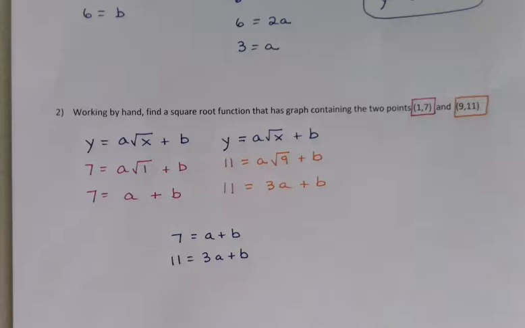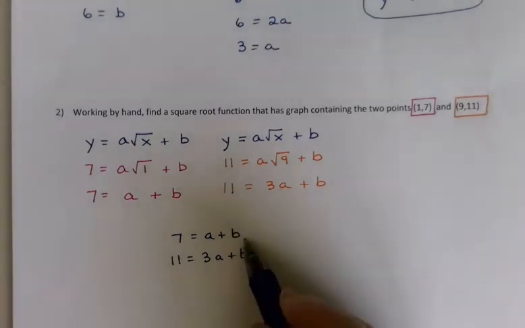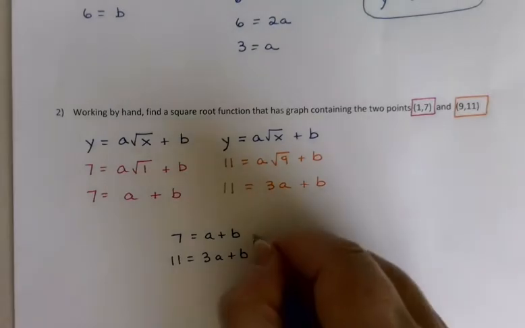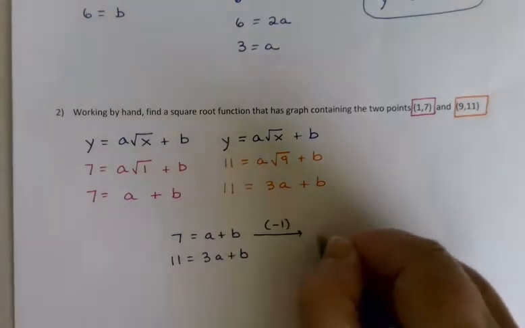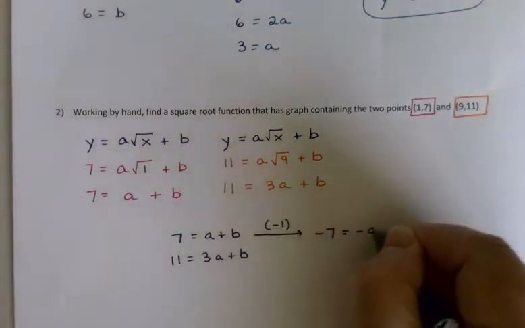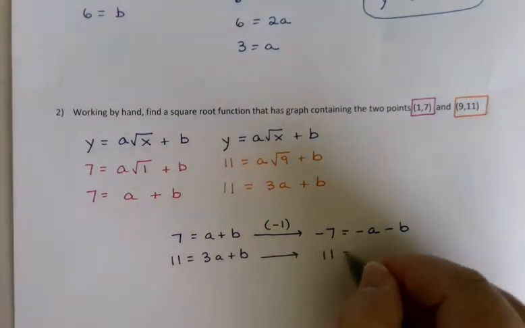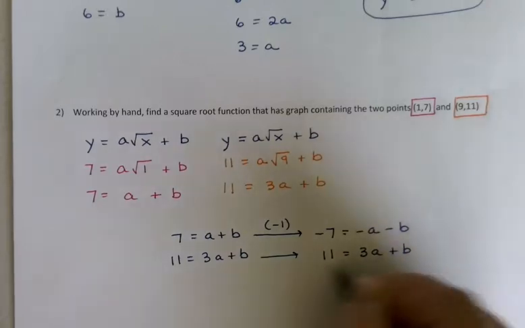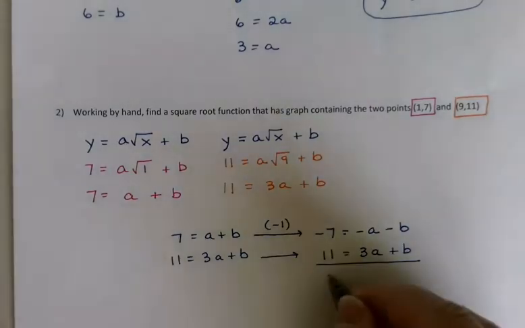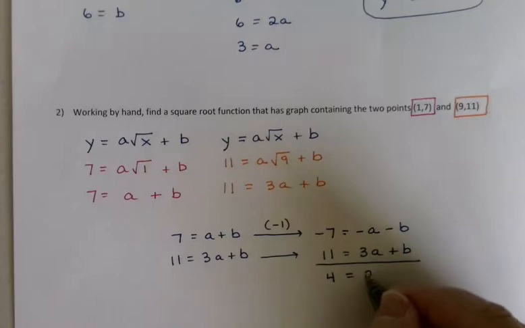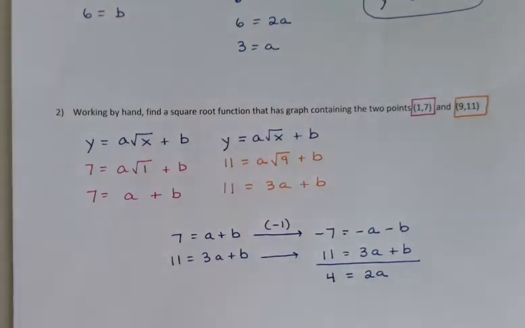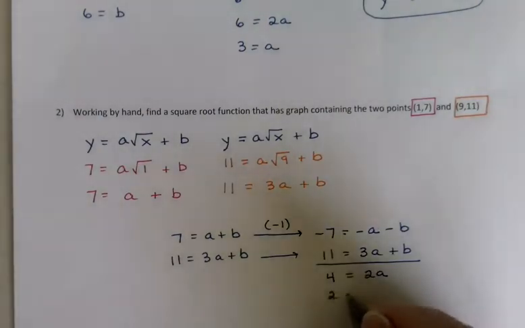I'm going to choose to use the elimination method. I'm going to notice that if I were to multiply this top equation by -1, that would make this a minus b, which is going to add up to 0 with this positive b. So let's do that. A multiplier of -1 all the way through the top equation. Leave the bottom equation the way it is. And then just add. So 4 equals 2a, and the b's are gone. a is equal to 2.